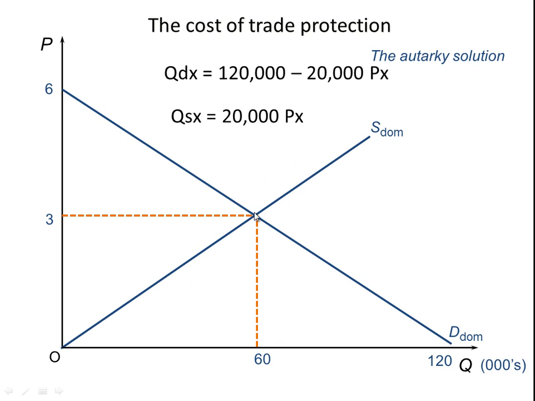It just so happens, as we know from our calculations, that the point where demand equals supply is the no-trade autarky solution. Price would be 3, and the quantity bought and sold would be 60,000.